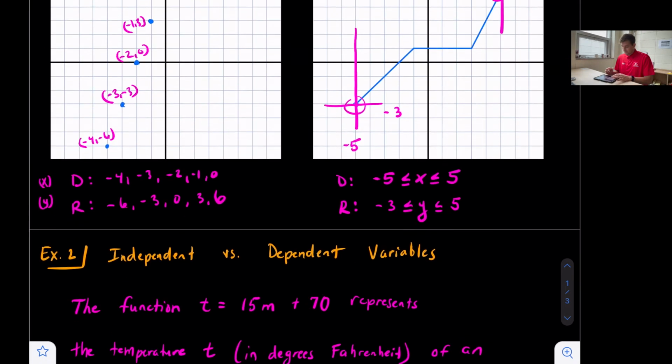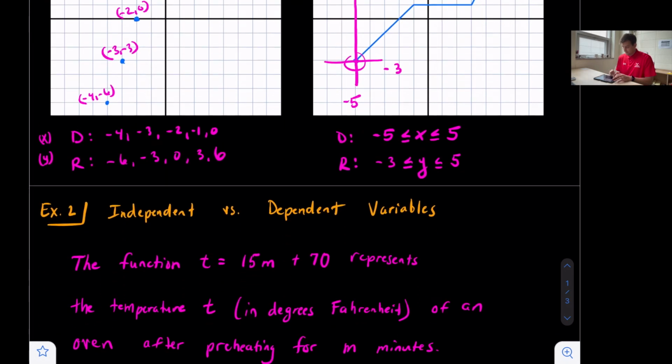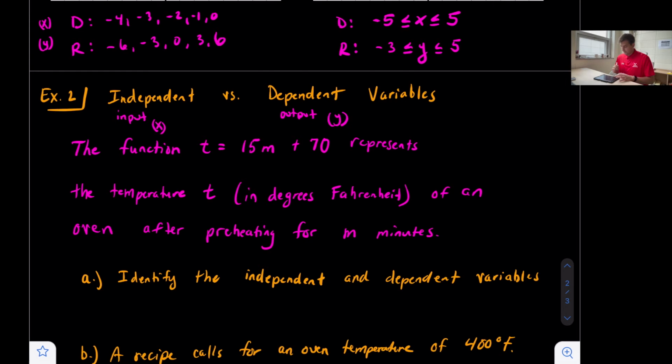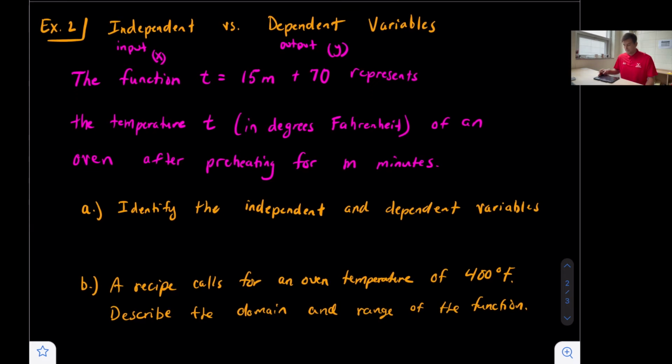All right, our second example, we're going to talk a little bit about independent and dependent variables. As we saw in our table at the beginning, independent is part of our domain. So independent is like the input, which is our x values. Dependent variables will be our output, which is like our y values. So we're presented with a scenario here. It says the function T equals 15m plus 70 represents the temperature T in degrees Fahrenheit of an oven after preheating for m minutes.